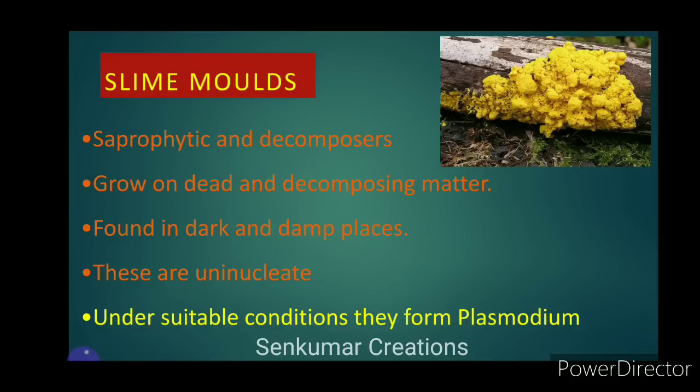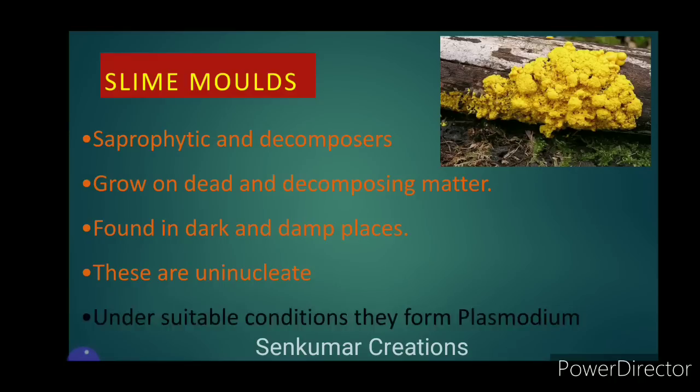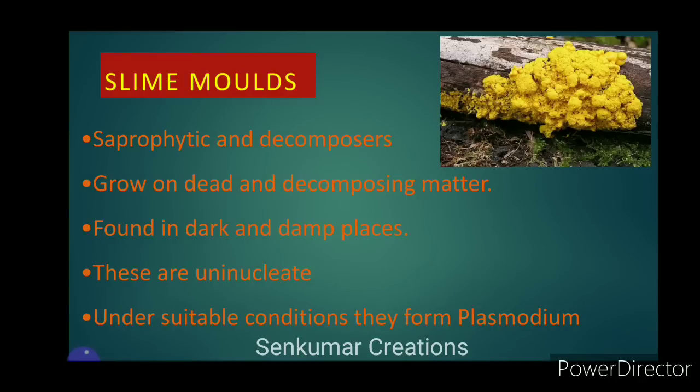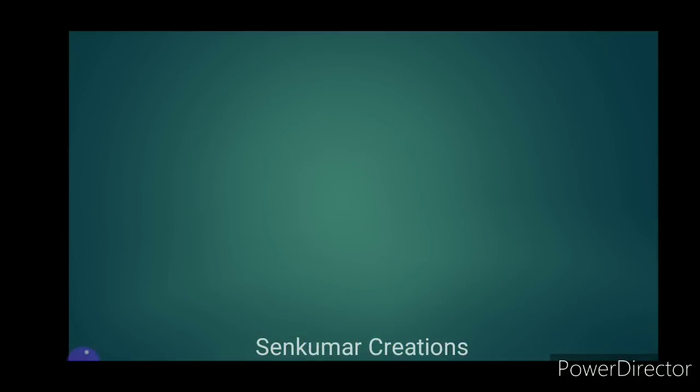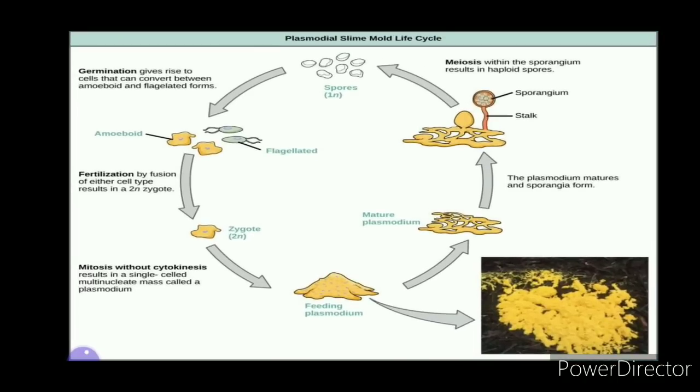So under suitable conditions, they form plasmodium. Plasmodium is also formed. Plasmodium is the protozoan, we know very well. It is responsible for causing malarial diseases. So you can see here in this picture, plasmodium, a slime mold, the life cycle of this one. See, feeding plasmodium here, first you can see next the mature plasmodium, and the plasmodium matures and sporangia form, that is, spores are forming here, you can see very clearly. Then the spores are here, then flagellated forms, then the organism forms. So have a look at this life cycle of this slime mold.